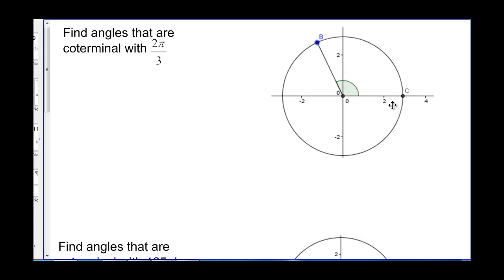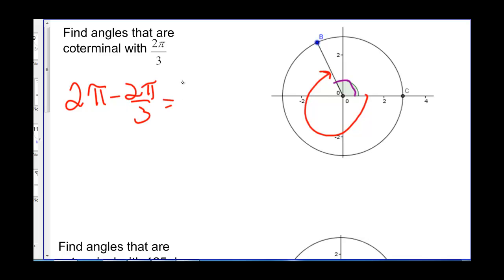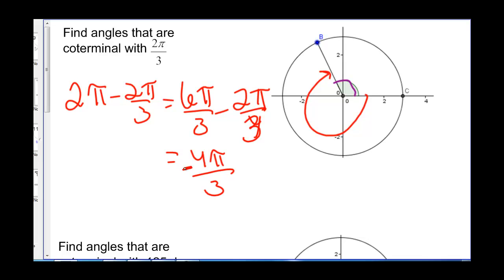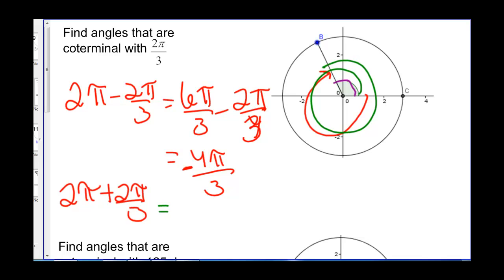So we have a couple of choices. If this is our angle, we can go backwards. If we go backwards, we go clockwise, we have 2 pi minus 2 pi over 3, which is 6 pi over 3 minus 2 pi over 3. So we get 4 pi over 3, but that's negative, so we're going clockwise. We can also have 2 pi plus 2 pi over 3, if we go around and back. That's 6 pi over 3 plus 2 pi over 3 to get 8 pi over 3.